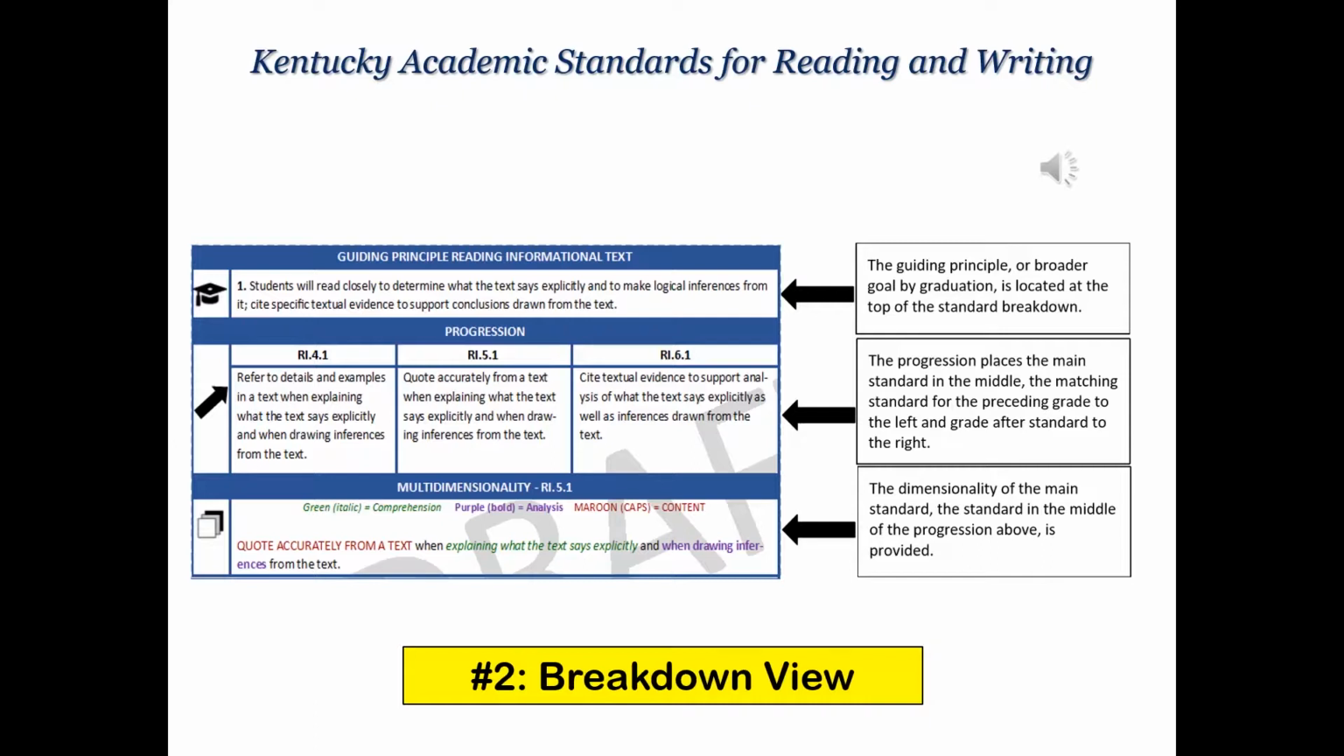The next thing that has become very evident in the trainings that we have been doing refers to the standard itself. When we look across at just the first few words at 4th, 5th, and 6th, we see refer to details and examples. Then 5th grade wants us to have them quote them accurately. And then 6th grade, we have to cite it. And that always comes up in a conversation about that's basically doing the same thing.